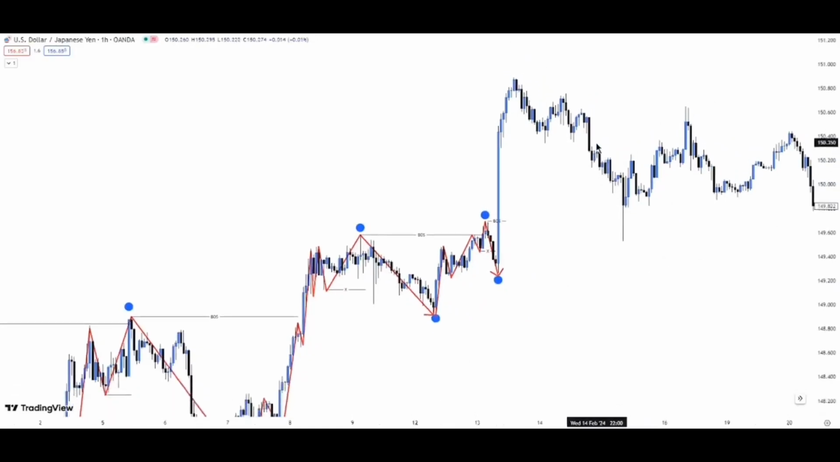Now, take note of something here. Look at this high, and look at this leg from this low, all the way up here. Where is the pullback that you have here? Where is the pullback on this leg? Of course, there is no pullback. So you cannot actually mark this as a higher low, even though it has gone to break structure here. You cannot mark this as a higher low.